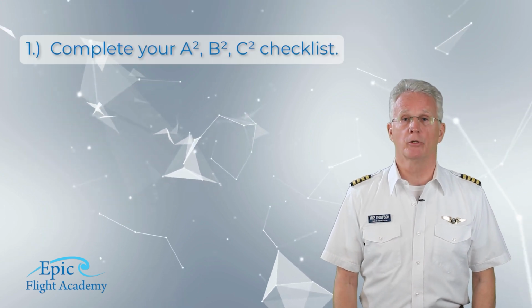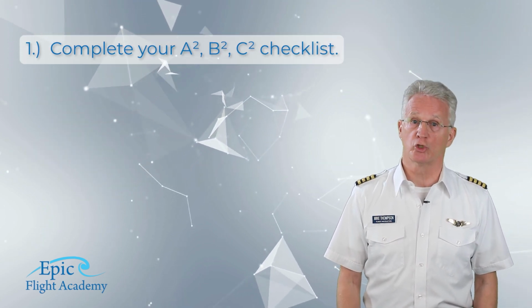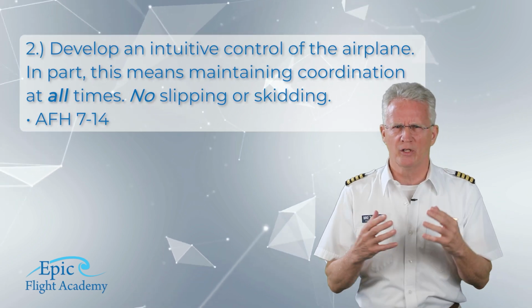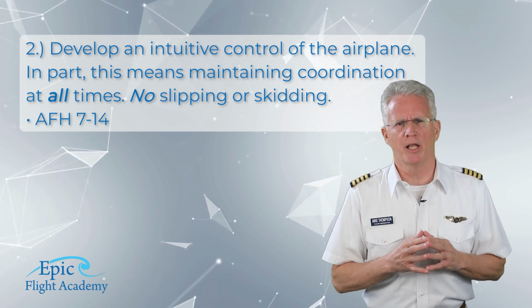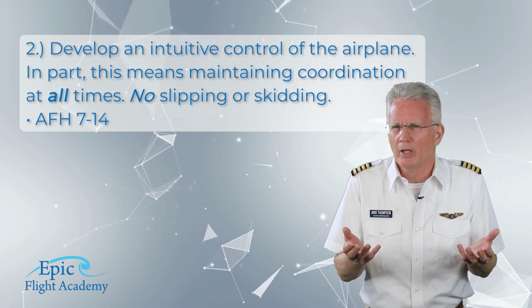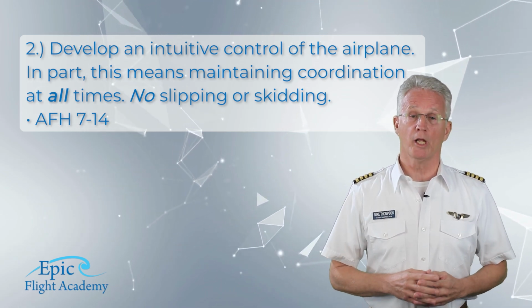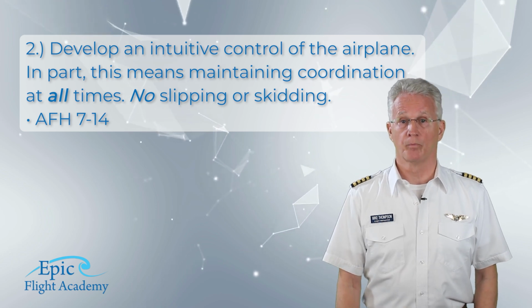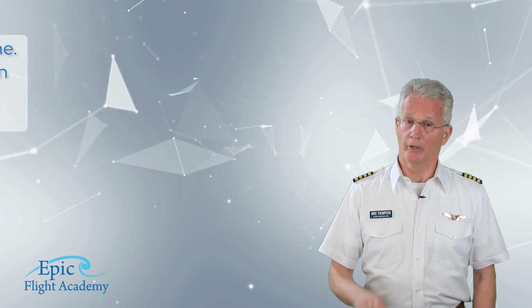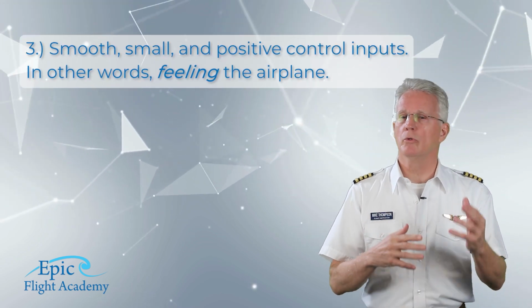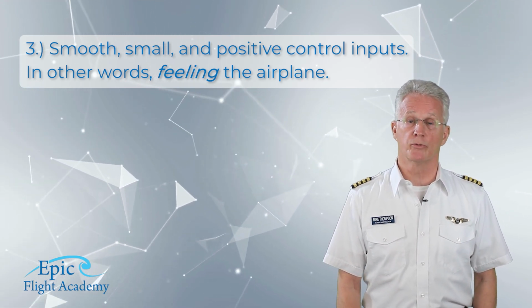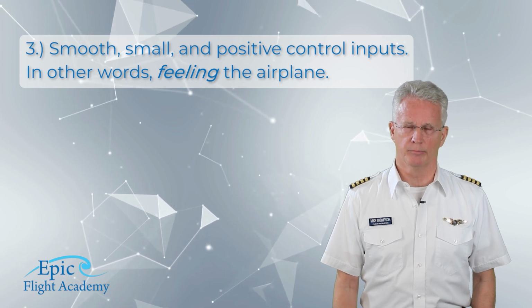Number 1, complete your A squared, B squared, C squared checklist. Number 2, develop an intuitive control of the airplane. See the Airplane Flying Handbook, Chapter 7, page 14, where they talk about this. In part, this means maintaining coordination at all times, no slipping or skidding. Along with this, number 3, smooth, small, and positive control inputs. In other words, feeling the airplane.